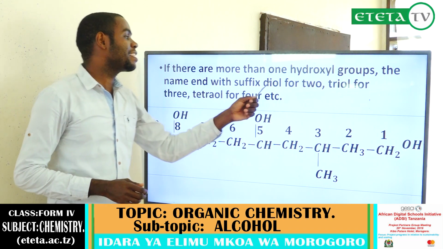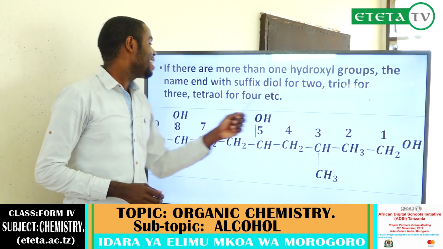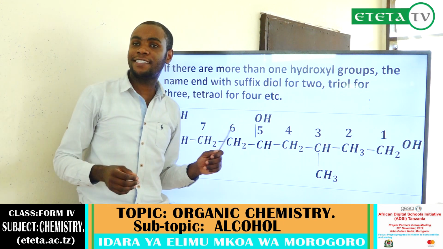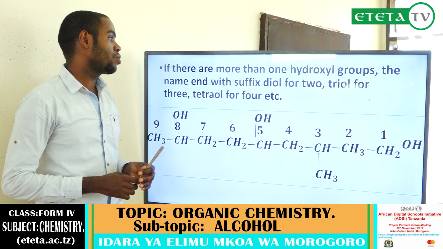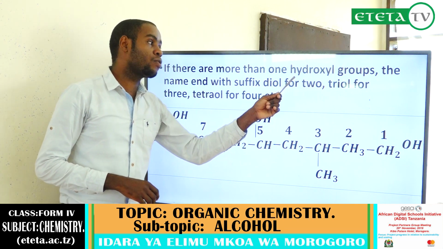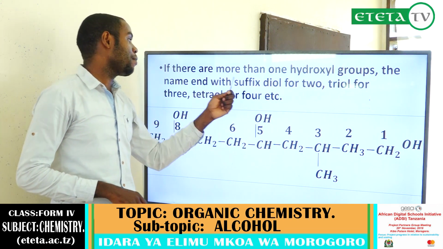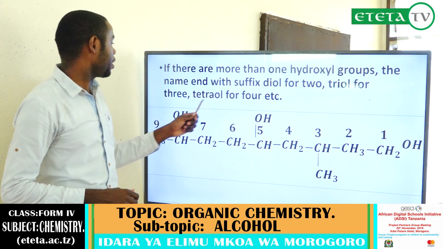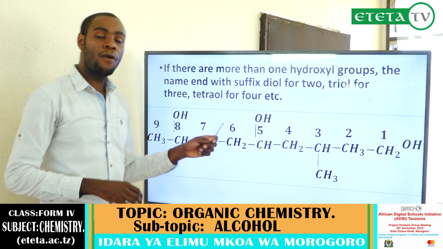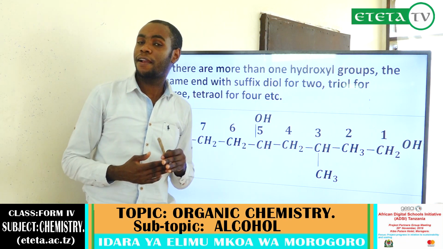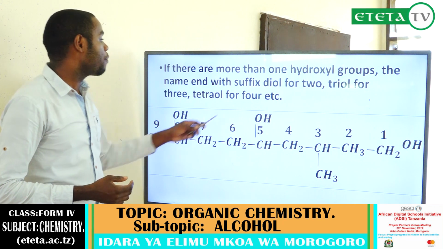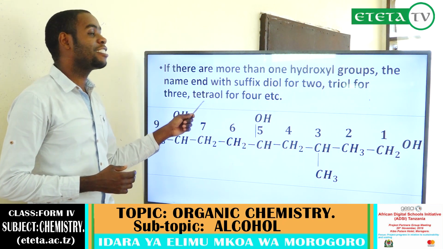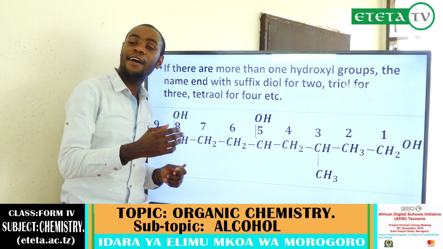name ends with the suffix diol for 2, triol for 3, and tetraol for 4, etc. So if there are 2 hydroxyl groups, we end with the suffix diol. If there are 3 hydroxyl groups, we end with the suffix triol. And if there are 4 hydroxyl groups, we end with tetraol, etc.